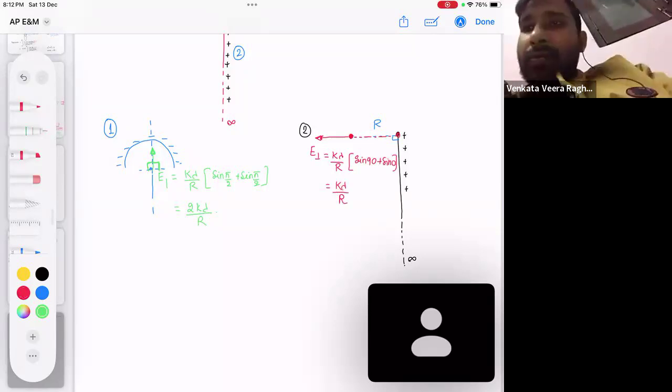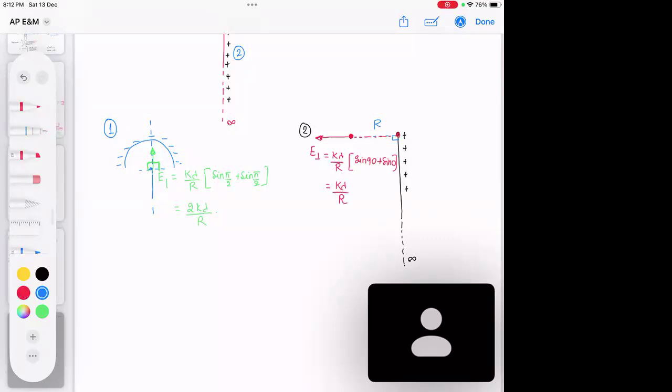What will be the other component? Will the other component be like this? Let me call it the parallel component. And do you understand why it is in this direction? Because the net field will try to be in this direction.